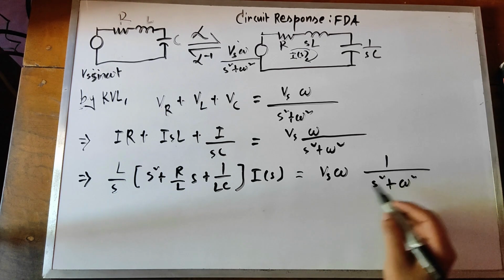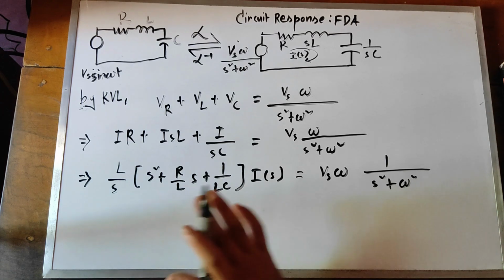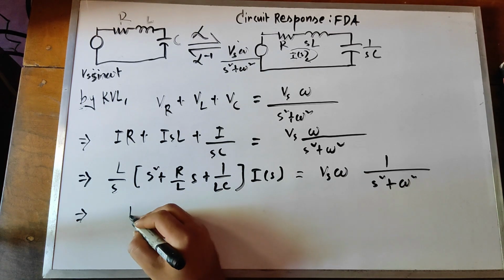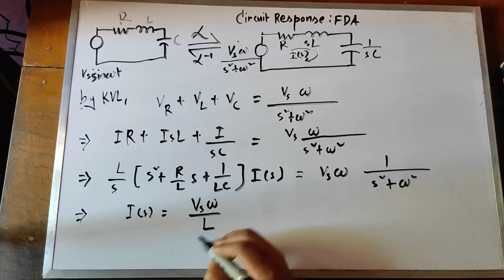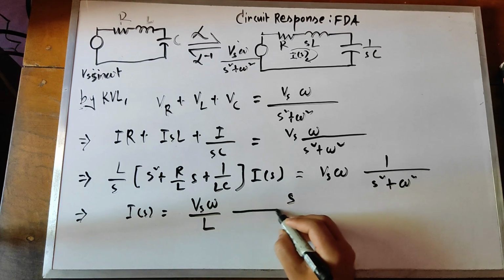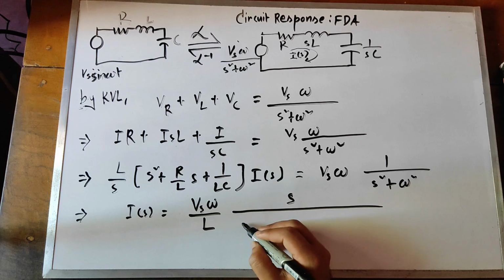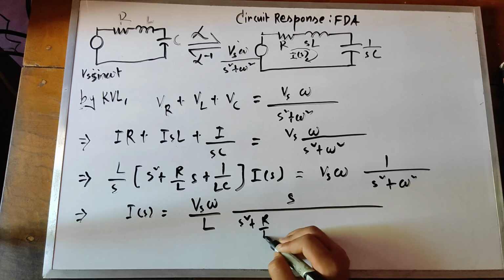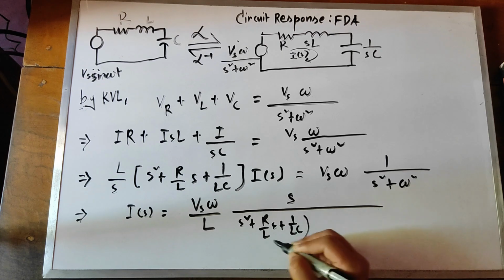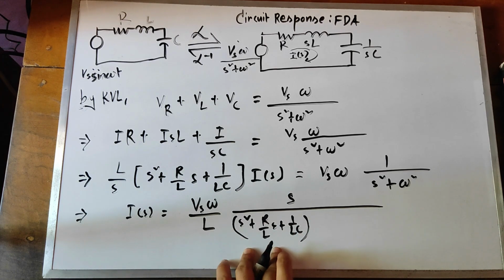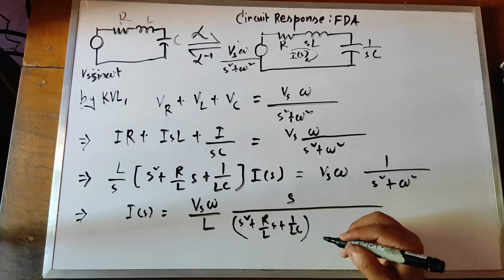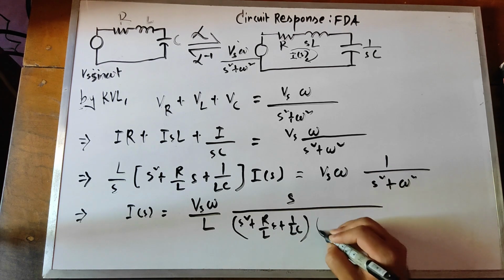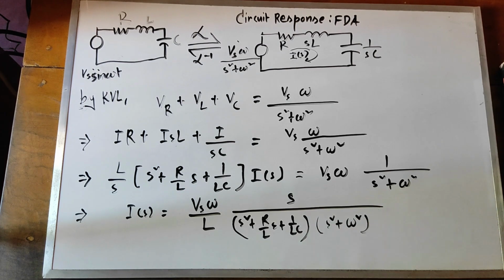So if I take this term to the right hand side, it will give me I equals Vs omega by L, then s by this full term s square plus R by L s plus 1 by LC. This full term is called the characteristic equation in the frequency domain for the RLC circuit, which is the second order differential equation, and s square plus omega square.